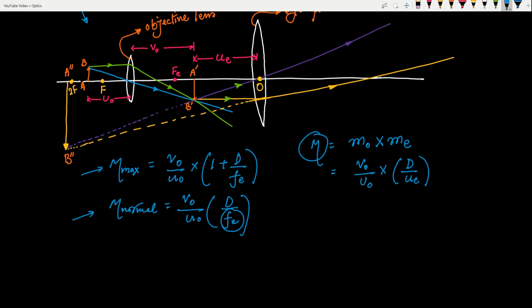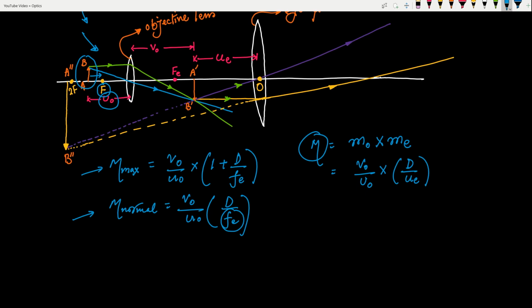Let's look into that. If you look closer into this diagram, you'll see that our object is placed very close to the focus of the objective lens. So this is our focus of the objective lens, and this is our object. For a compound microscope, in order to get good magnification, we keep this object very close to the focus of the objective lens. Therefore, we can say that this UO, the object distance from the objective lens, can be approximately written as FO. But we never keep the object on focus.